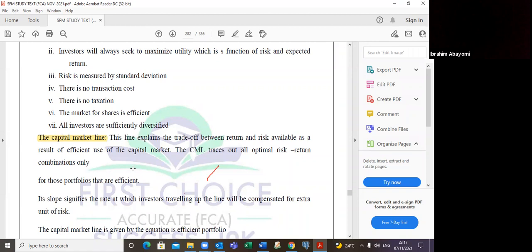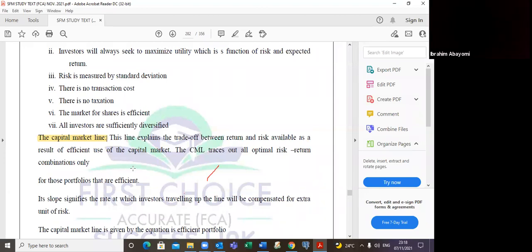But what the graph simply means is that, looking at the graph, the risk and your return, that is return with respect to your risk, will be at the maximum. The point on the capital market line graph where your return is going to be at the highest is what we call the capital market line. So it traces out all optimal risk return combinations only for those portfolios that are efficient.